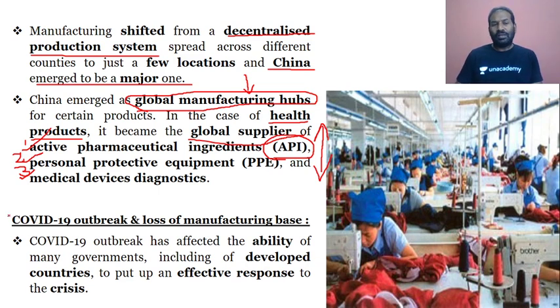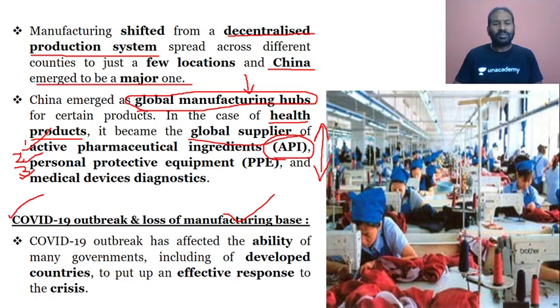And now we will look at the COVID-19 outbreak and loss of manufacturing base, linking the loss of manufacturing base with the COVID-19 outbreak. And this is what is essential when you're preparing for civil services. It's not just reading news and winding it up. It's always necessary that you read, understand, analyze, and link. That is how the UPSC might think, from the prelims and also the mains point of view.